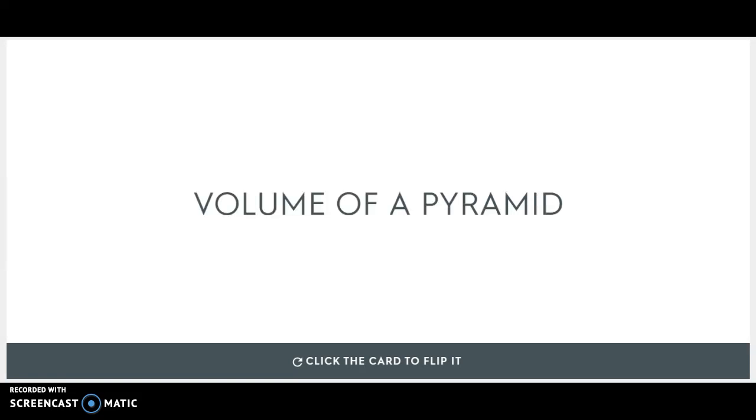Okay, so this is the vocabulary for section 11.6. There's only 2 words today. So the first one is volume of a pyramid. So remember, a pyramid has one base and all the sides go up to a point.